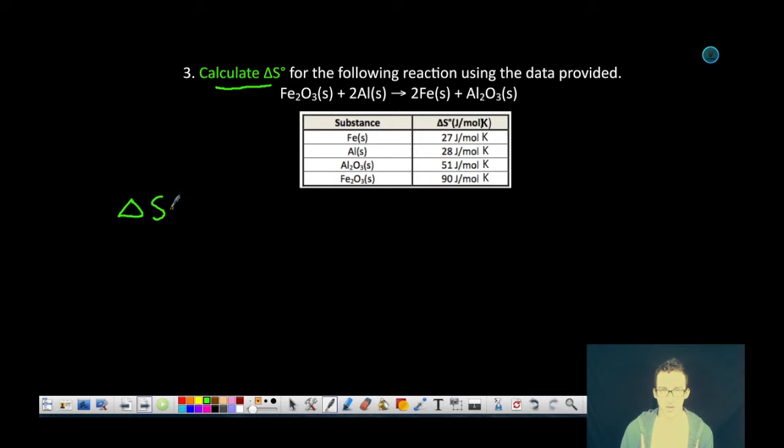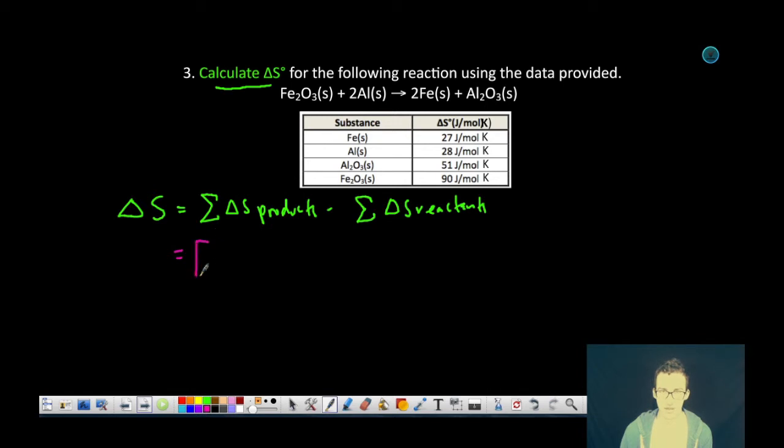And so to solve this, you can use your formula chart. The entropy change can be determined from the sum of the entropy changes of your products minus the sum of your entropy changes of your reactants. And you'll be provided with these values in your problems as you're working, so it's simply a matter of plugging them into the formula and solving.